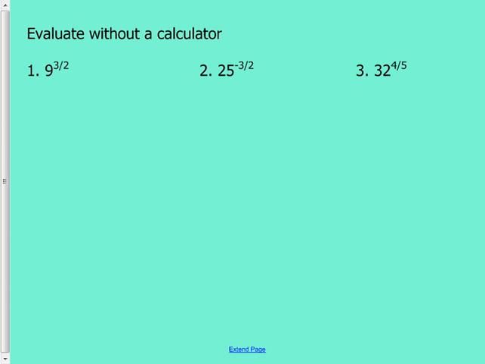Okay, this first one. 9 to the 1/2 to the 3rd. Make sure you're doing that right. And then 9 to the 1/2 is really 3. And 3 to the 3rd is 27.